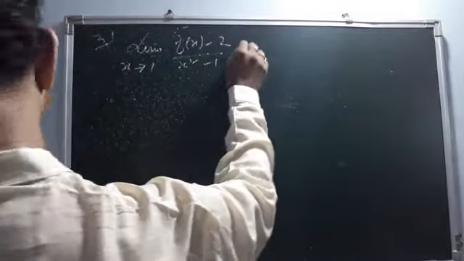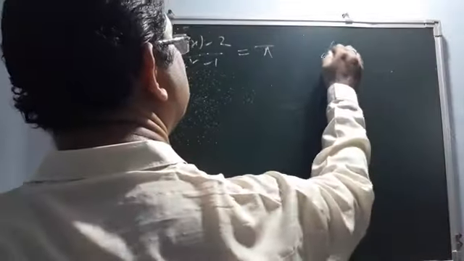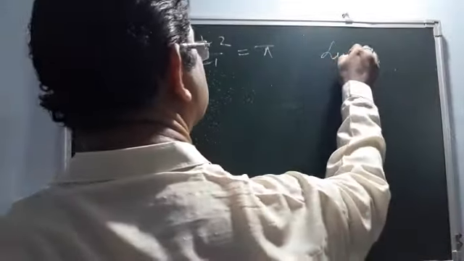They have given limit x tends to 1, (f(x) minus 2) by (x square minus 1) is equal to pi. And they say to find limit f(x), x tends to 1. This one we have to find. So students, let's try for this one.